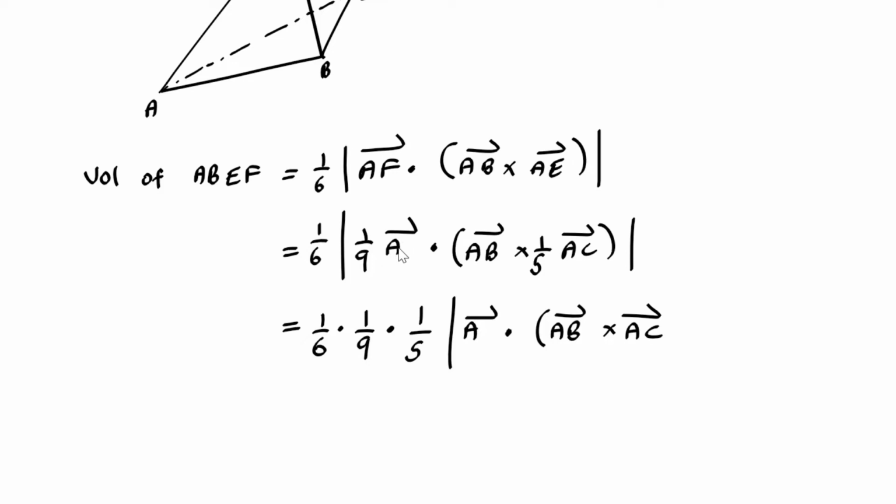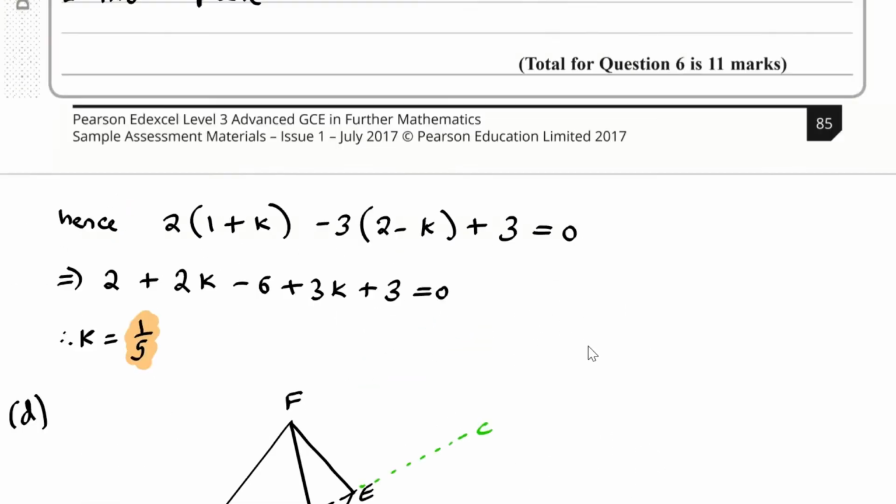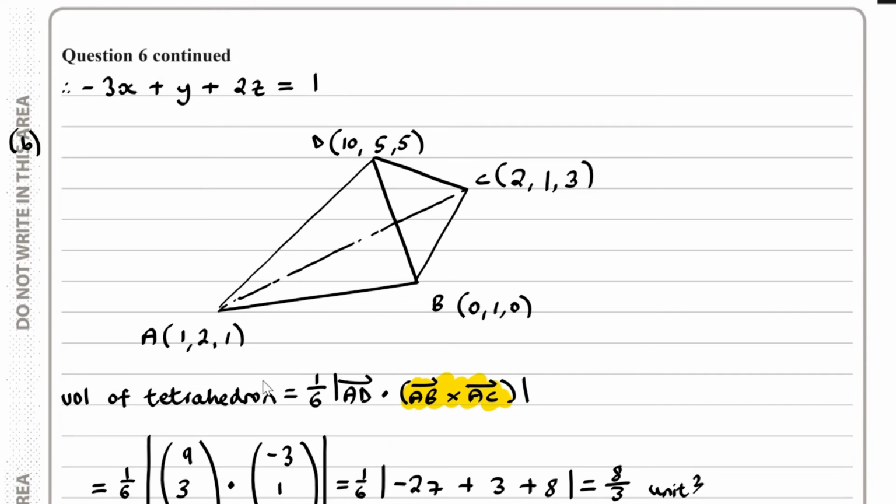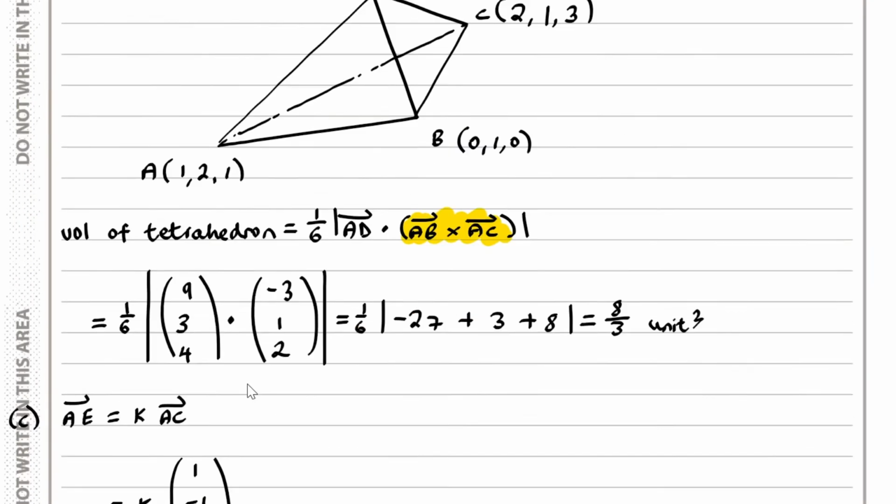No, sorry, this is D. This is D, sorry. Okay, because AF is equal to 1/9 AD. And if you compare this bit before, well, here AD dot product with the AB times AC, that's what we had for this volume over here. So this was the volume of the tetrahedron ABCD.